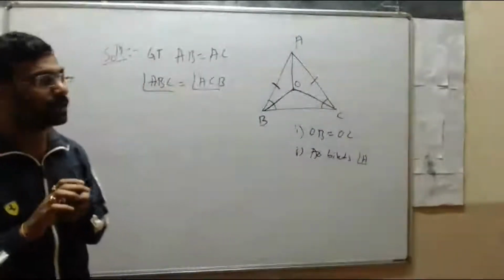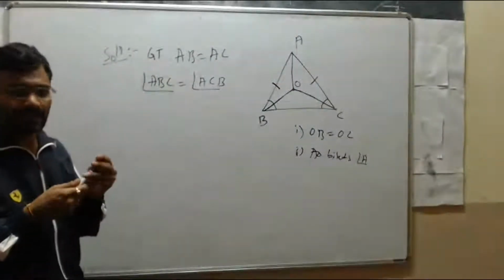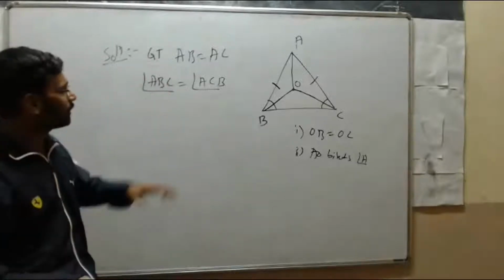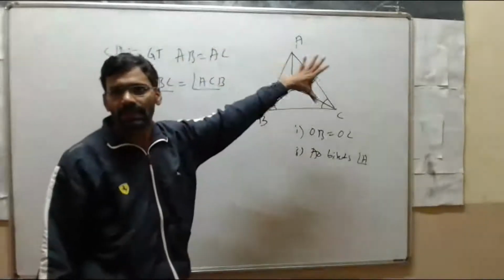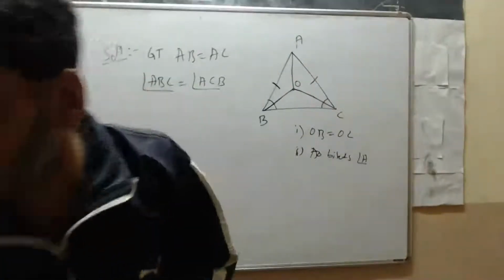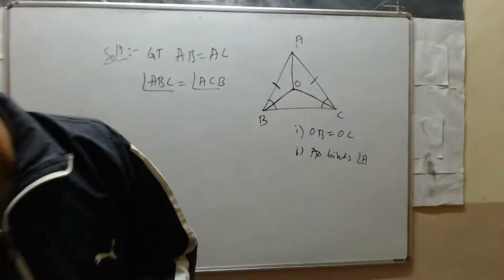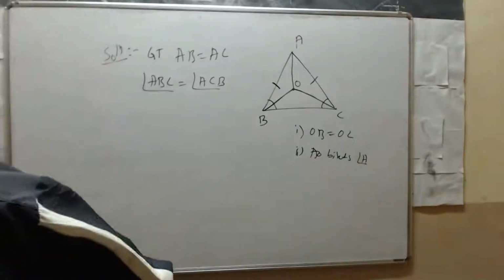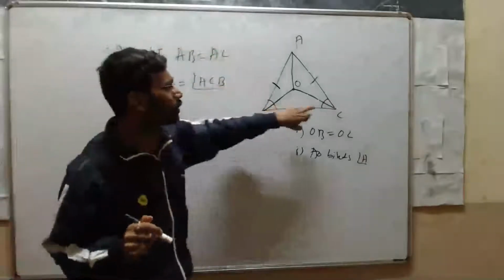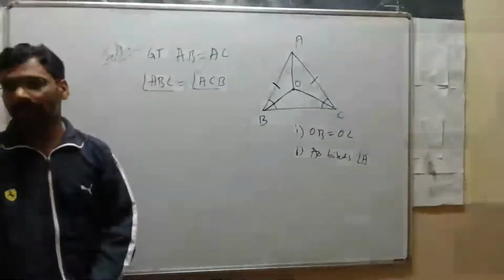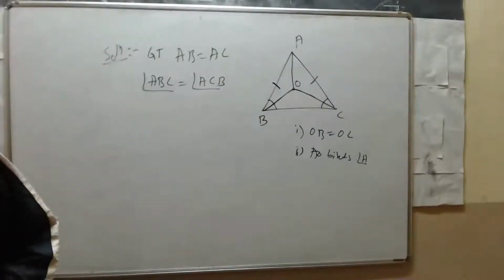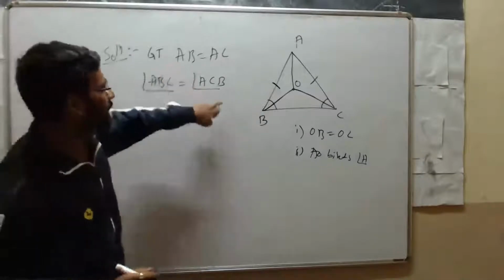By the theorem, with the help of properties of triangle, AB equals AC. If two sides are equal, their opposite angles are equal to each other. AB equals AC means angle B equals angle C. The side opposite angle C is AB.